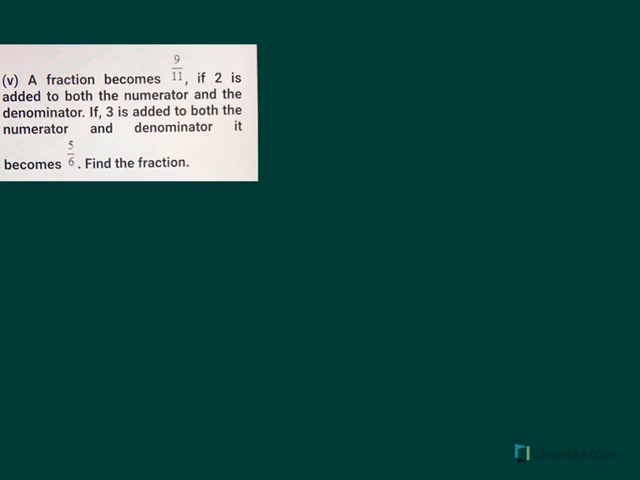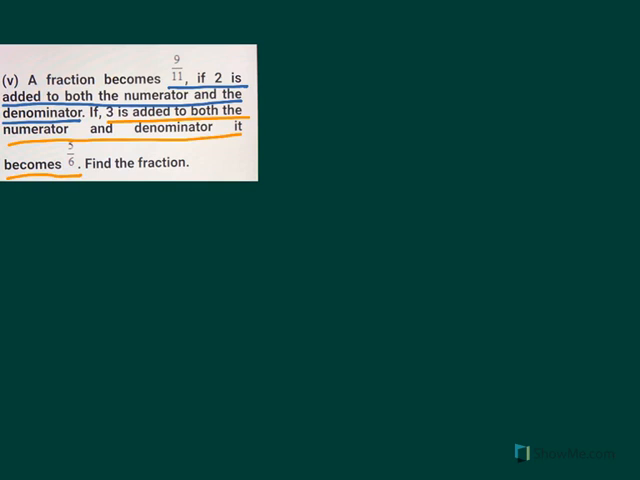A fraction becomes 9 by 11 if 2 is added to both the numerator and the denominator. If 3 is added to both the numerator and the denominator, it becomes 5 by 6.